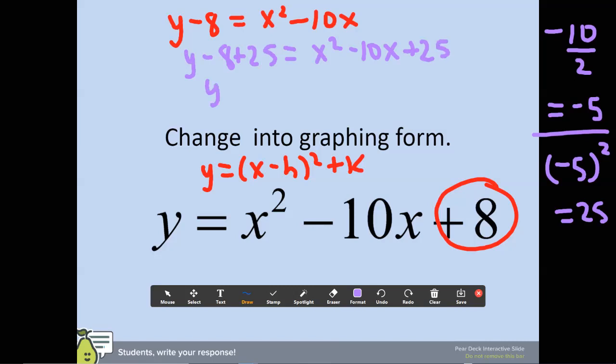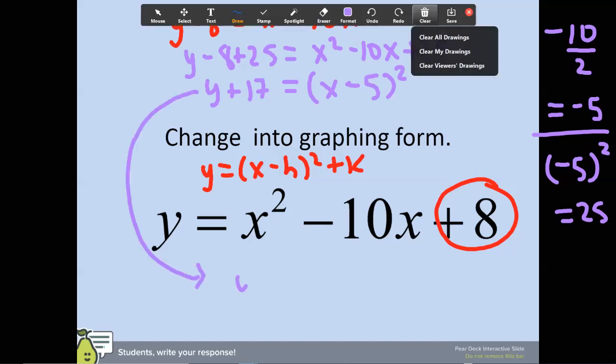On this side I'm going to have y plus 17 is equal to, and on the right side, this is going to be x. And remember, whatever half of your negative 10 was, which is a negative 5, that's what goes here. Then my very last step, I'll write my answer down here. Y is equal to x.